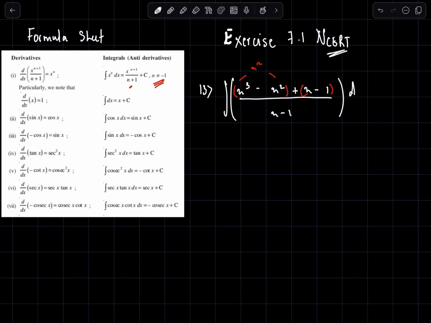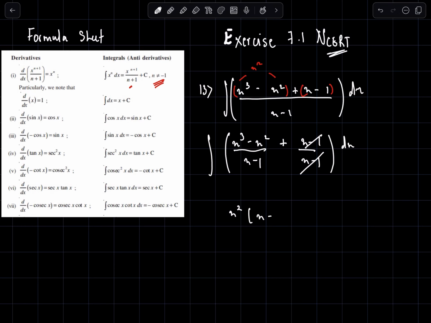Integral dx. Okay. So what I can do is I can separate these two terms individually, which is x cubed minus x squared divided by x minus 1 plus x minus 1 divided by x minus 1 dx integral. So this goes to 1. That was very easy. Now what about this? So let's take out x squared as the common factor. So x squared times x minus 1 divided by x minus 1 integral plus 1 dx.